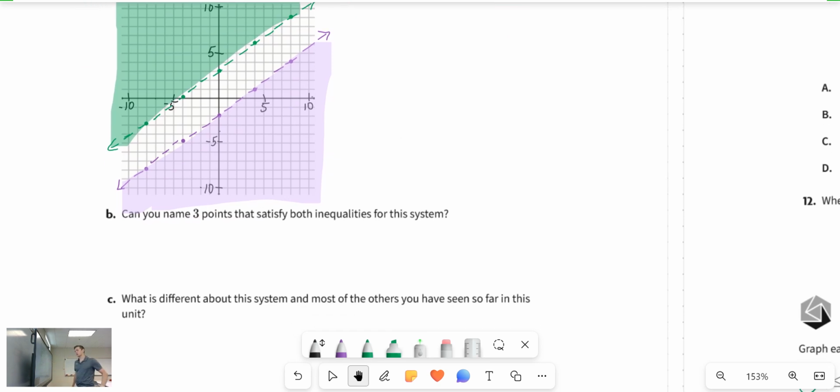Perfect. All right, so part B, can you name 3 points that satisfy both inequalities for the system? Well, satisfying both inequalities means a point that's in both the shaded regions, right? And there is not any overlap between the shaded regions. So I'm going to say no, I can't do that. There's no overlap.